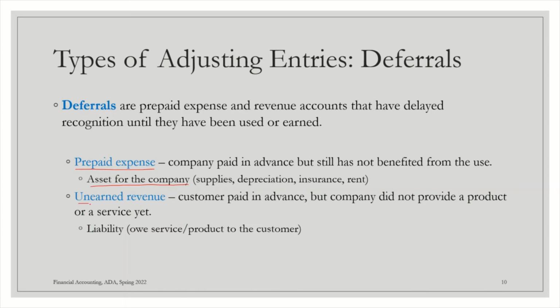Whereas unearned revenue, we've talked about it too. I mentioned an example. It's when the customer paid us in advance, but we as a company haven't provided the product or the service yet. So for us, it's going to be a liability. It's a liability that we owe the service or product to the customer. We have received the payment but not provided it yet. So these are the two specific types of transactions we've talked about: prepaid expense and unearned revenue.